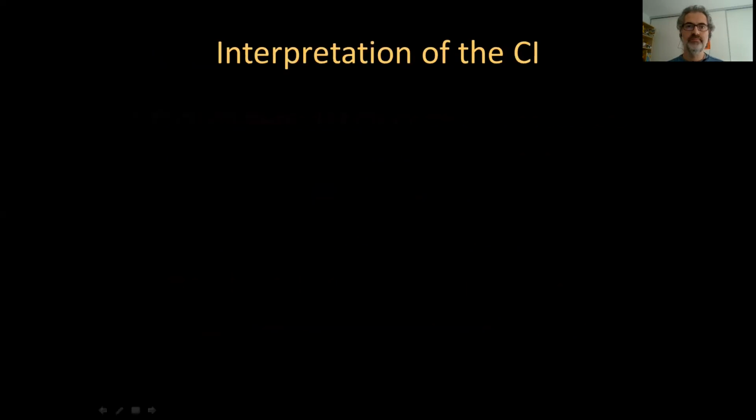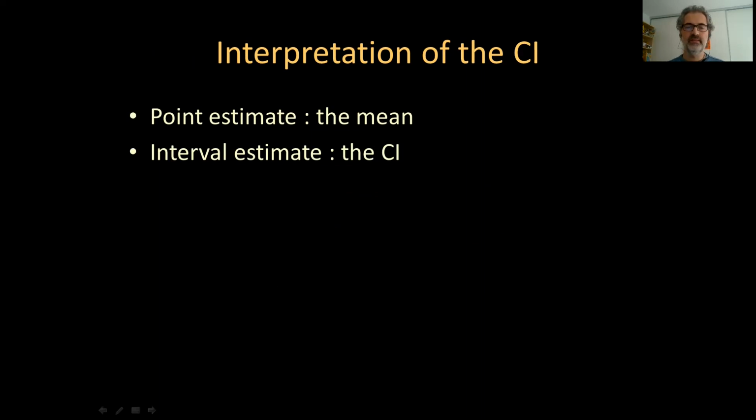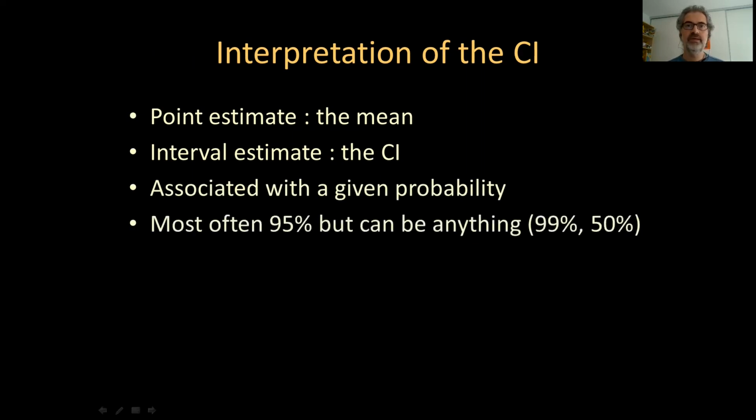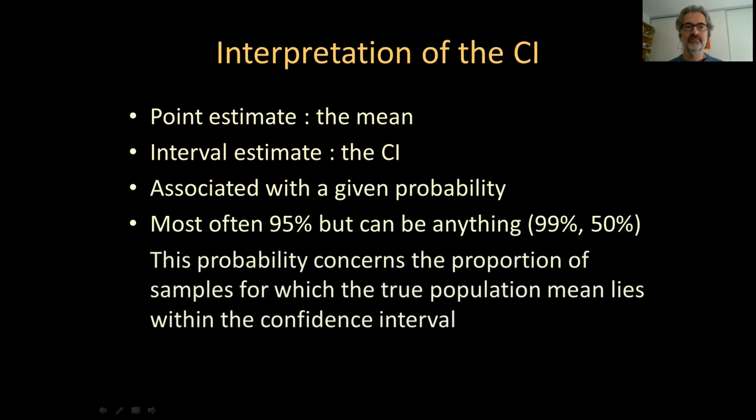To sum up, the point estimate is the sample mean, is one number. The interval estimate is the confidence interval for a given probability. For example, the 95% confidence interval. It could be anything else we want. 95 is just the one used most often. This probability concerns the proportion of samples in which the true population mean will be captured, will be inside this interval. This is the interpretation of the confidence interval.